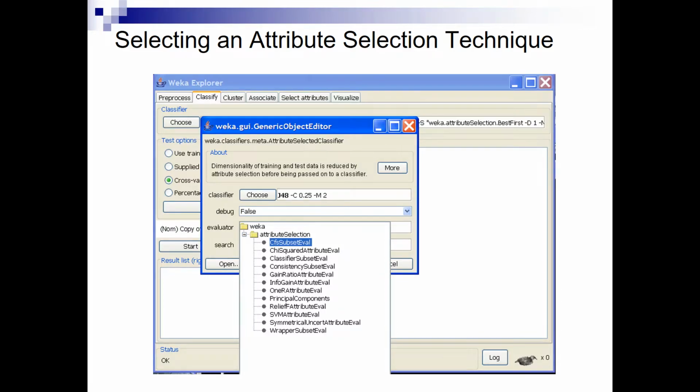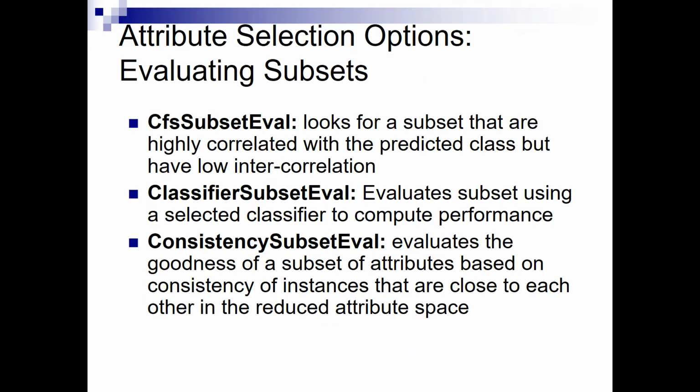Okay, so how do you navigate the space of possible feature selection techniques? So you'll see that there's a whole list of these ways of evaluating features, some of which are meant for subsets and some of which are meant for individual features. So CFS subset eval is a subset-based approach. It's looking for a subset of features that are highly correlated with your predicted class, but have low intercorrelation with each other.